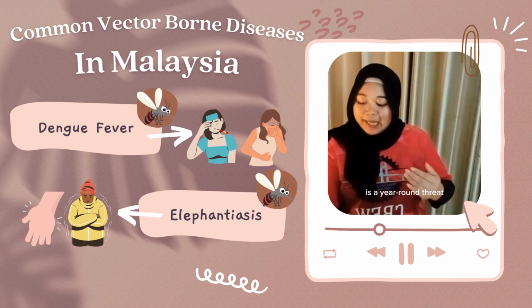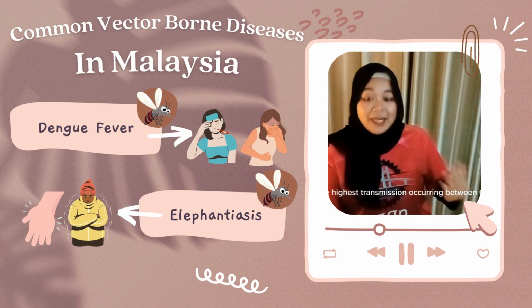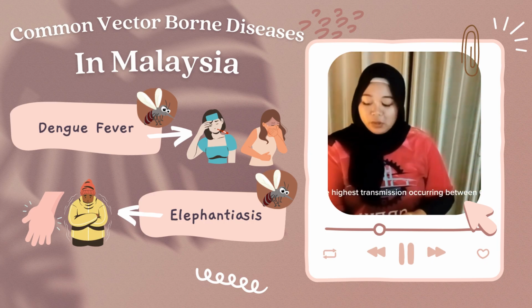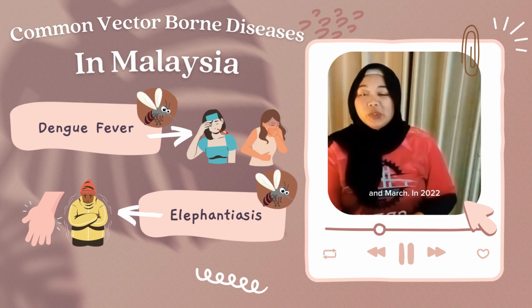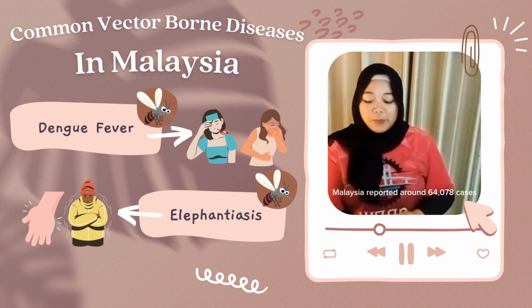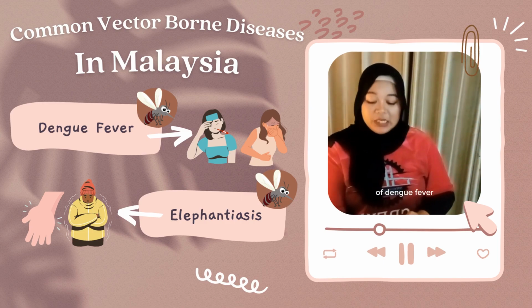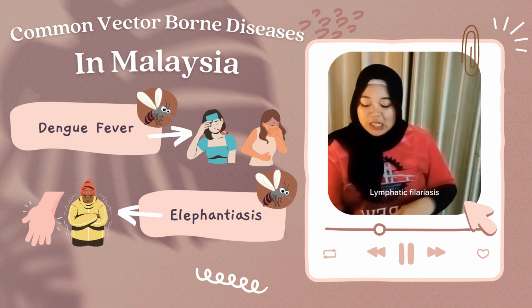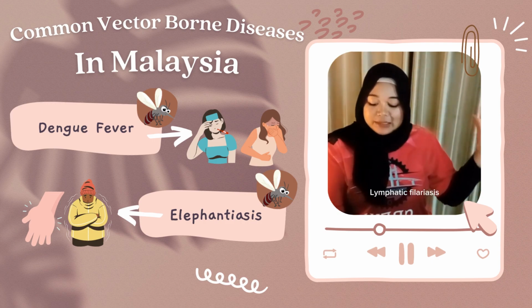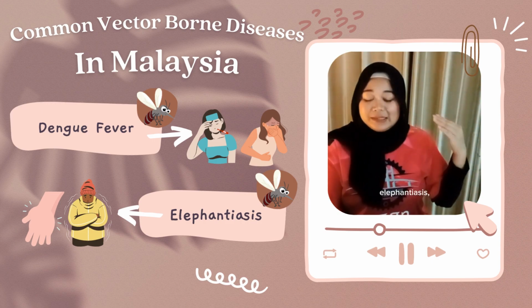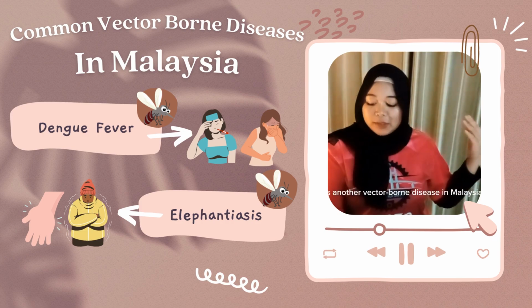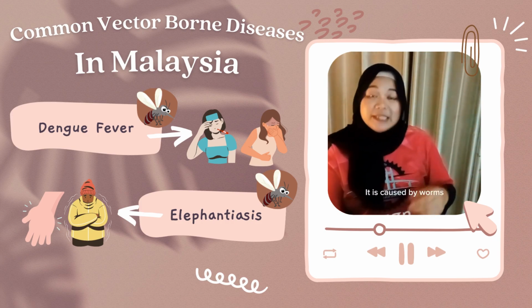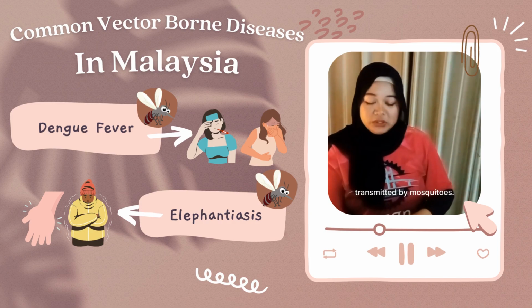Dengue fever is a year-round threat, with the highest transmission occurring between October and March. In 2022, Malaysia reported around 64,078 cases of dengue fever, and it has been a constant threat in recent years. Lymphatic filariasis, also known as elephantiasis, is another vector-borne disease in Malaysia. It is caused by worms transmitted by mosquitoes.